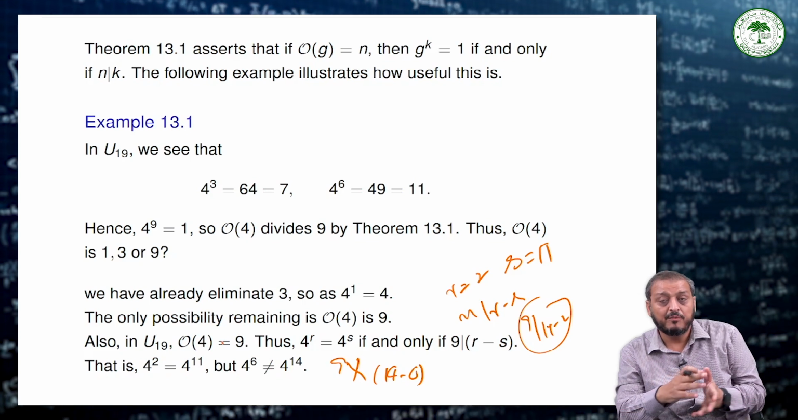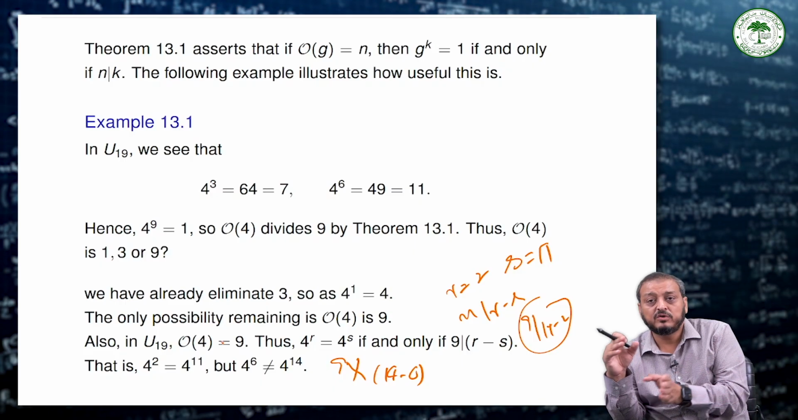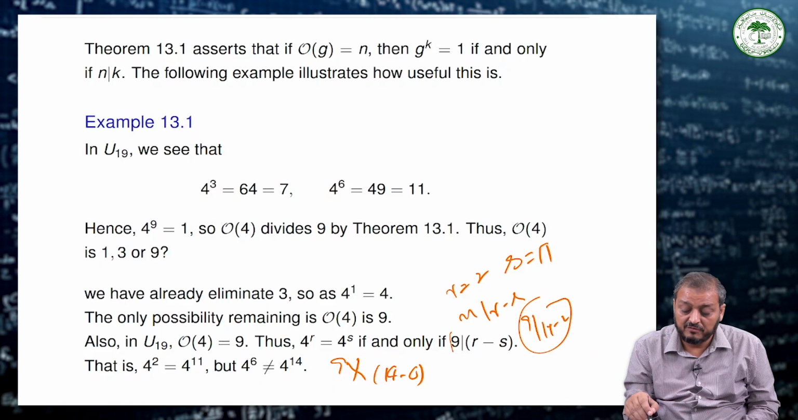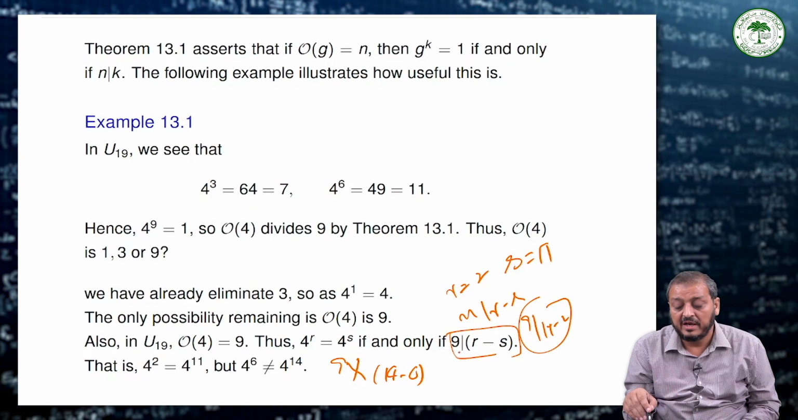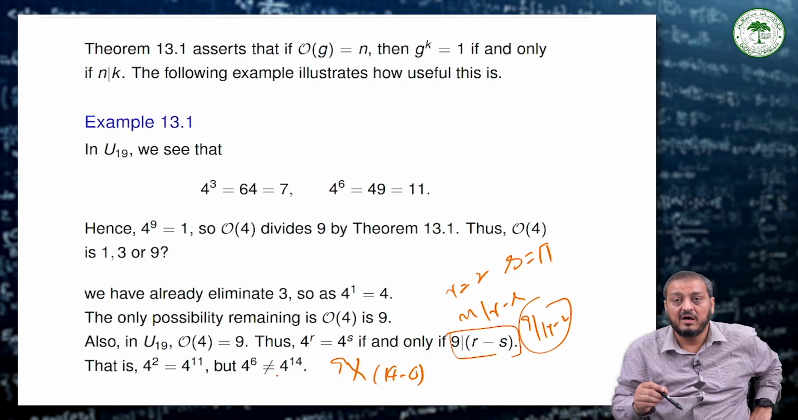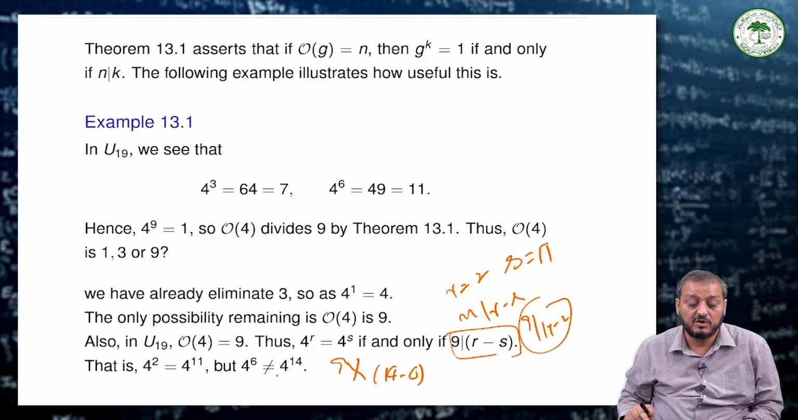So this means 4 to the power r and 4 to the power s are the same only when 9 divides 4 to the power r minus s. Whenever 9 divides 4 to the power r minus s, then we can say that 4 to the power r is the same as 4 to the power s by the previous theorem.